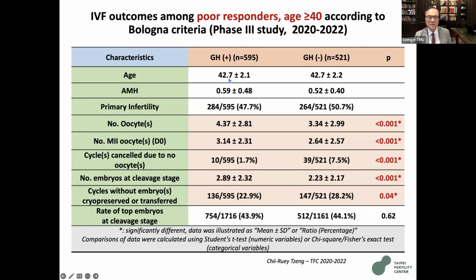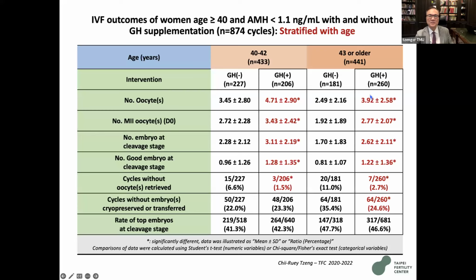And these patients' average age is 42, AMH is very low. So again, you can see the initial impression is that every parameter improves in patients over 40 plus poor responders. Then we stratified by age, because age is very important. So we separated two groups. The first group is 40 to 42. The second group is 43 and older.